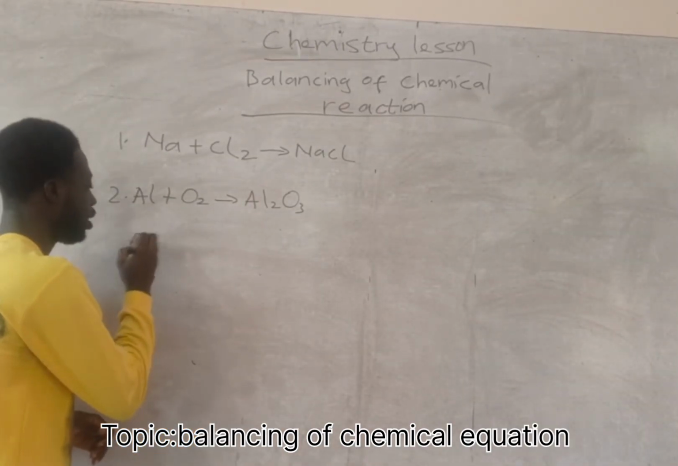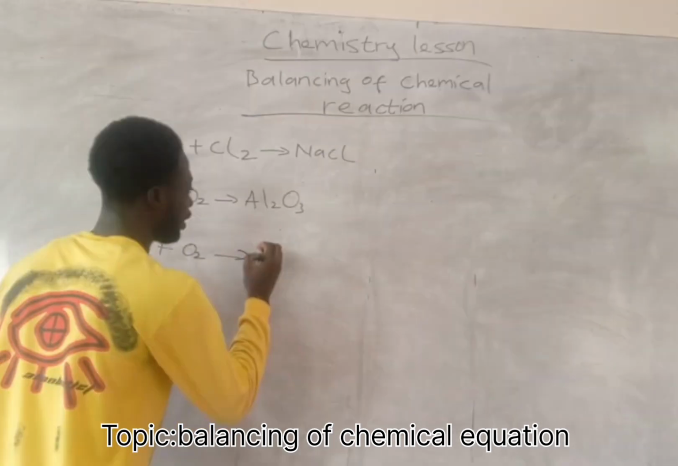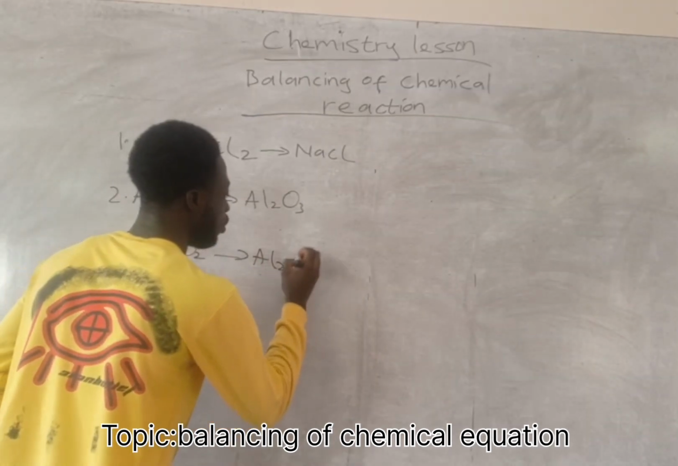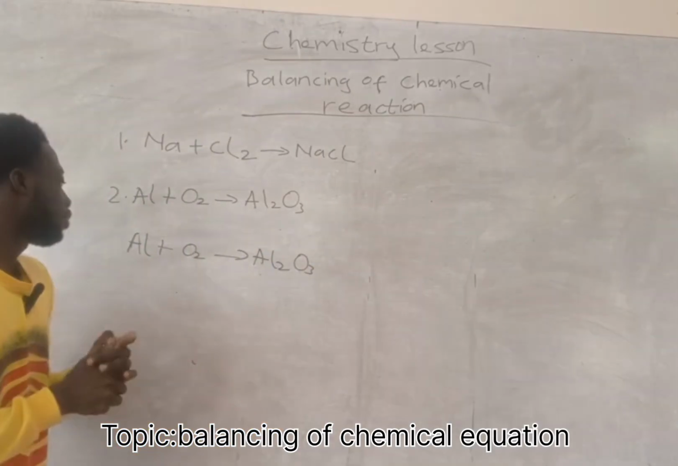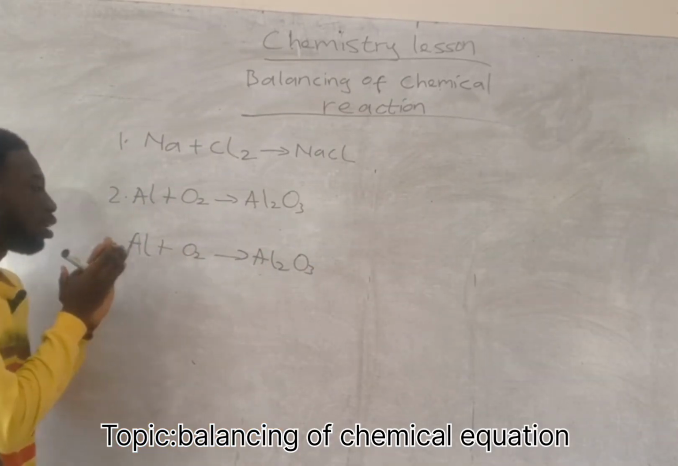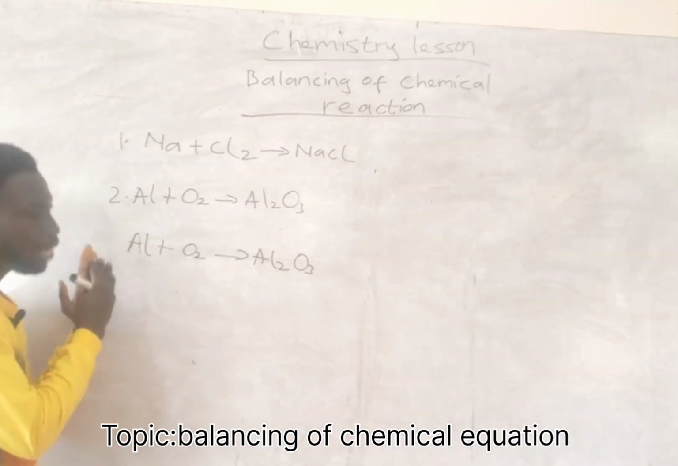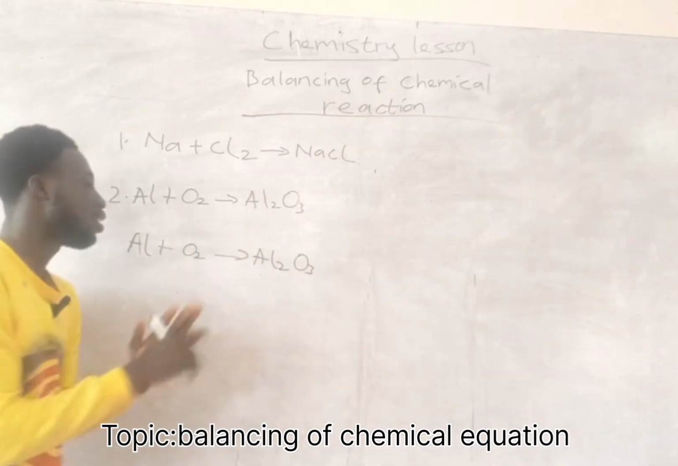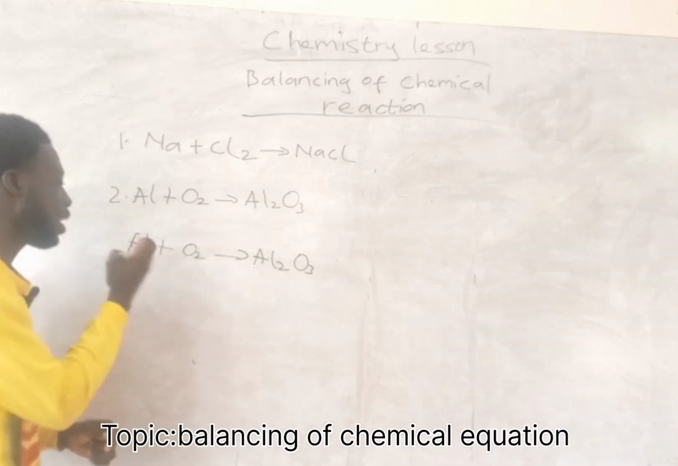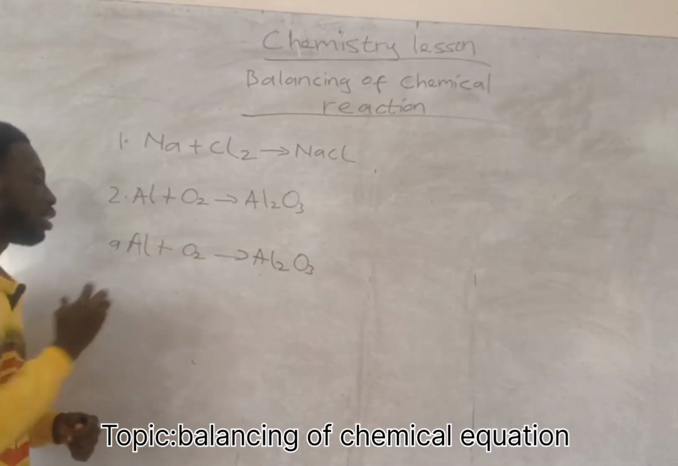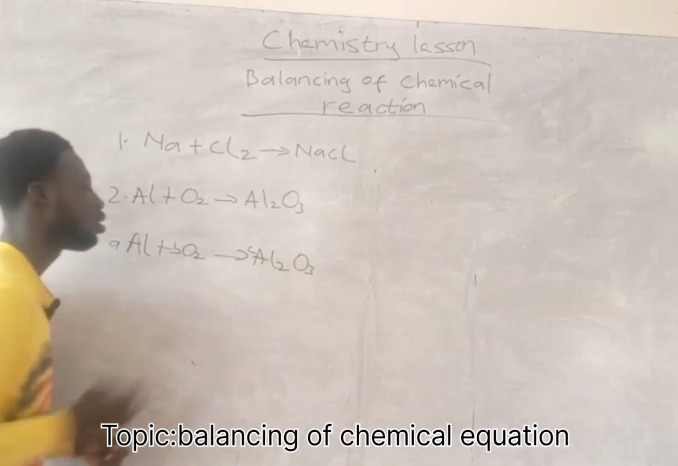So we have our aluminum here, plus oxygen. Then the product side, we have aluminum 2, 3 oxide. So this is the reactant side and this is the product side, right? So check the left side, then you go to the right side. So I represent this one by the letter A, then this one B and this one C.